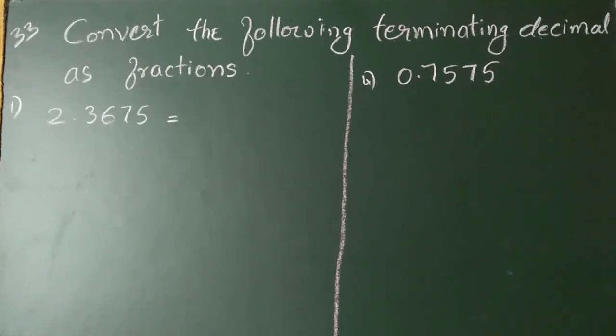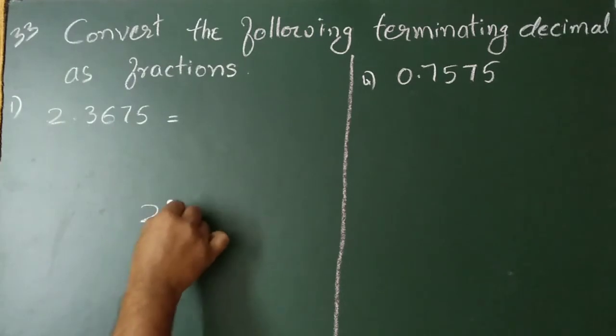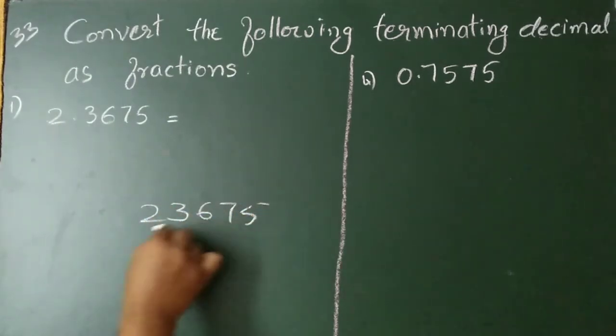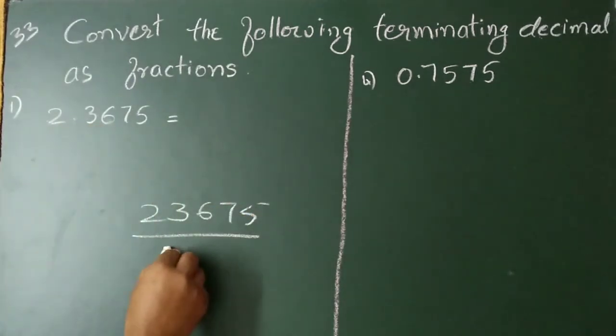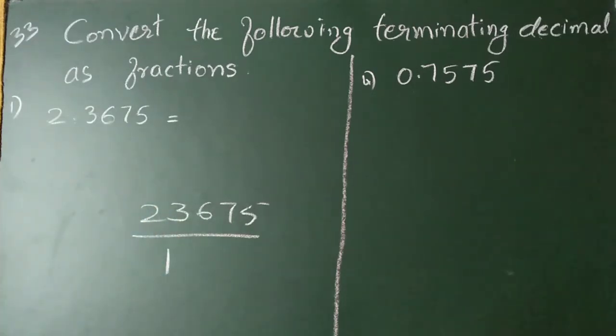Question 33. Convert the following terminating decimal into a fraction. Here they have given the decimal form, and we want to convert it into a fractional number. So 2.3675 is given here. I am writing it as 23675. Instead of the decimal point, we put 1, and afterwards, how many digits are there?